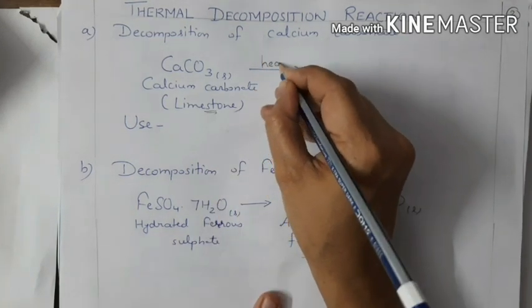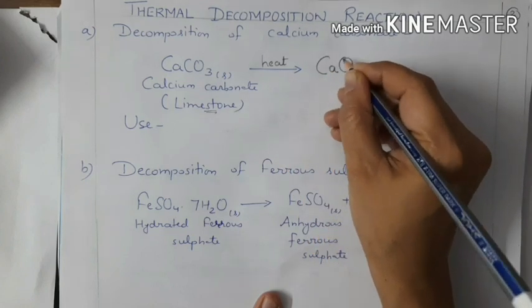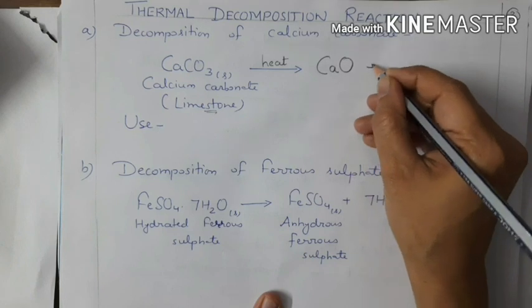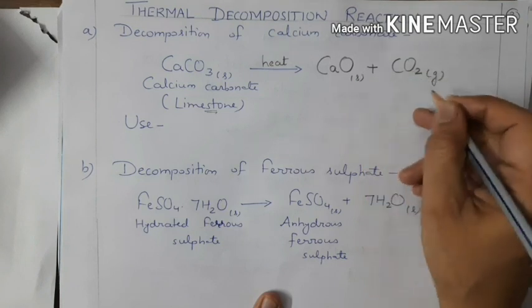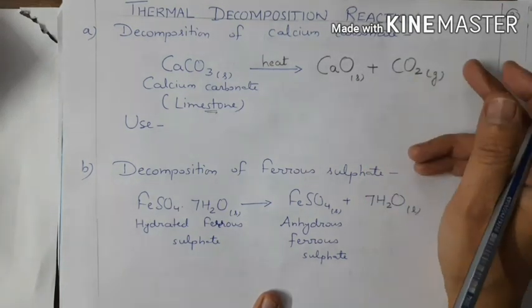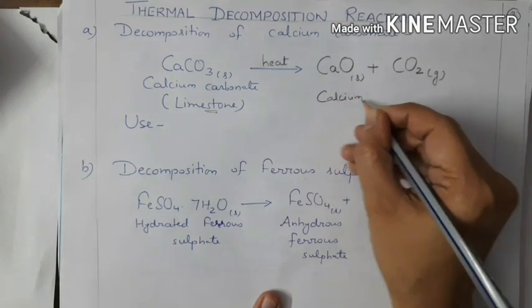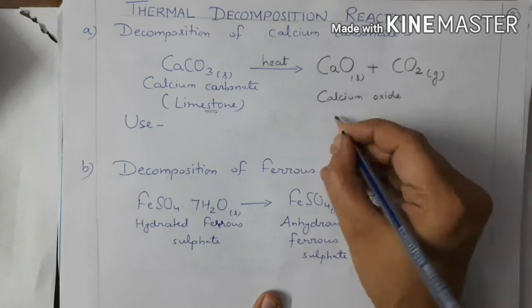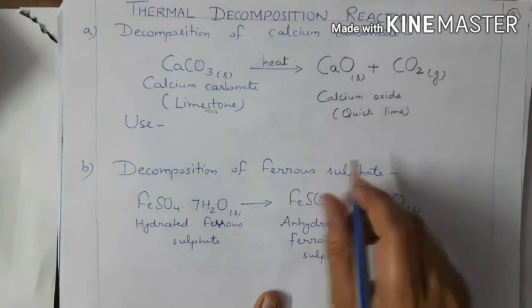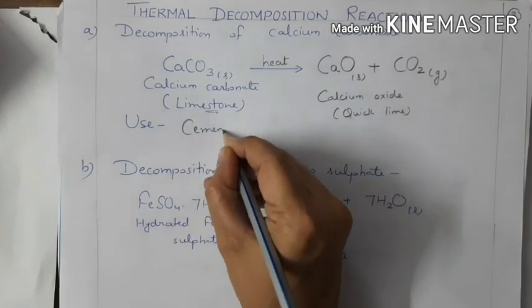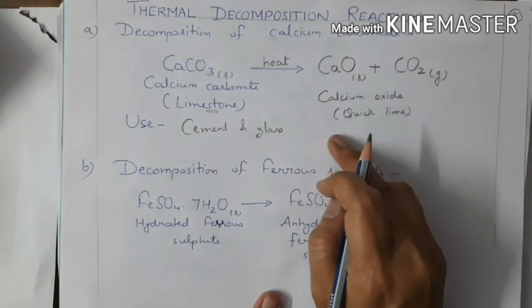When it is heated strongly, it breaks down into two simpler substances, that is calcium oxide and carbon dioxide gas. Carbon dioxide gas evolves, is given out, and what we are left behind is calcium oxide. This calcium oxide, also known as quicklime, is used in different industries such as cement and glass industries. This is the reason why this reaction holds a lot of importance.